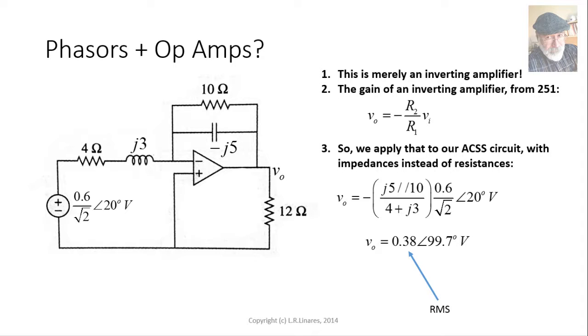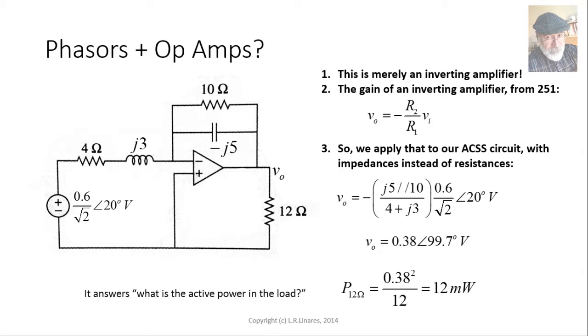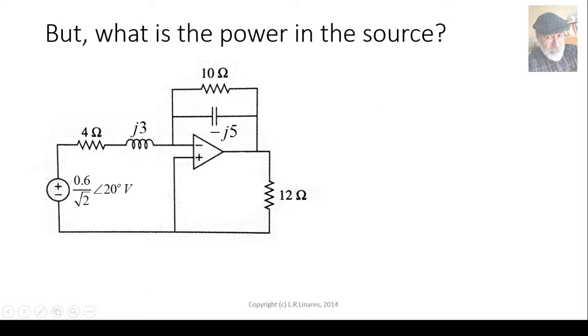And we remember that if we square the RMS value of the voltage in a resistor and divide that by R, we get the power in that resistor. Yes, the power in the 12 ohm resistor is 0.38 squared divided by 12 milliwatts. That answers the question, what is the active power in the load? But there was another question. What is the power in the source? In this source on the left.